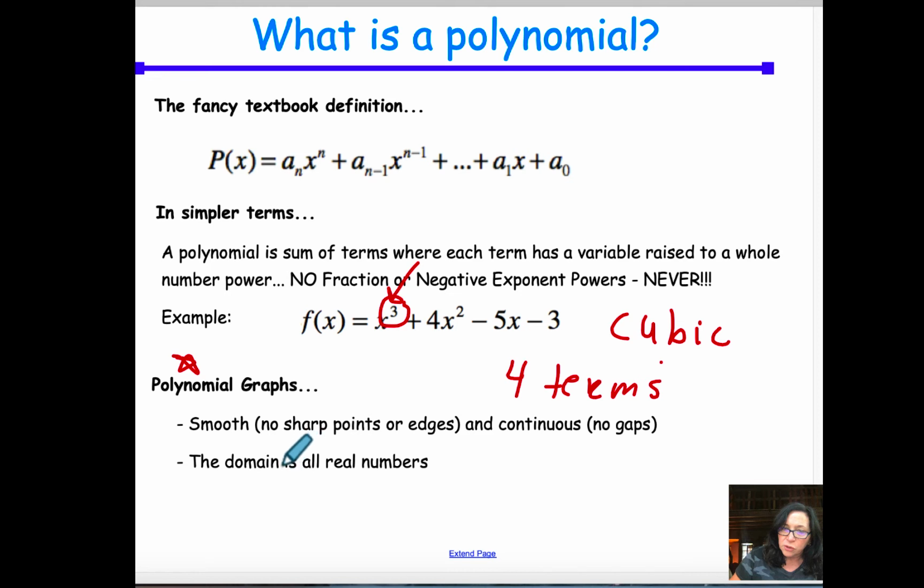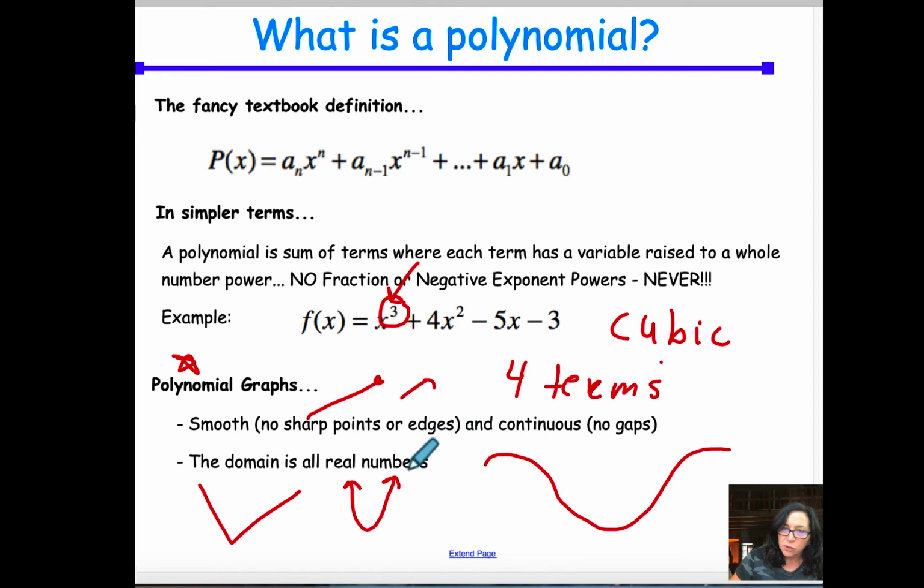Something about polynomials, very important, is that polynomials are smooth. Their graphs are smooth anyways. There's no sharp points, so it wouldn't be an absolute value. A polynomial is smooth. It's continuous, could look something like that, right? No gaps, meaning you can't start and then stop and then start over again somewhere else. The domain is all real numbers, meaning left to right, those are all real numbers, okay?